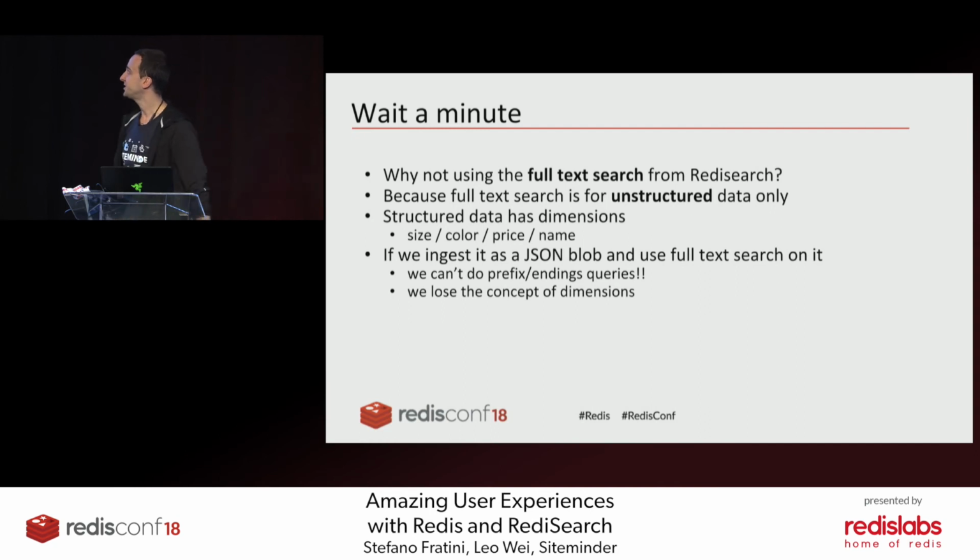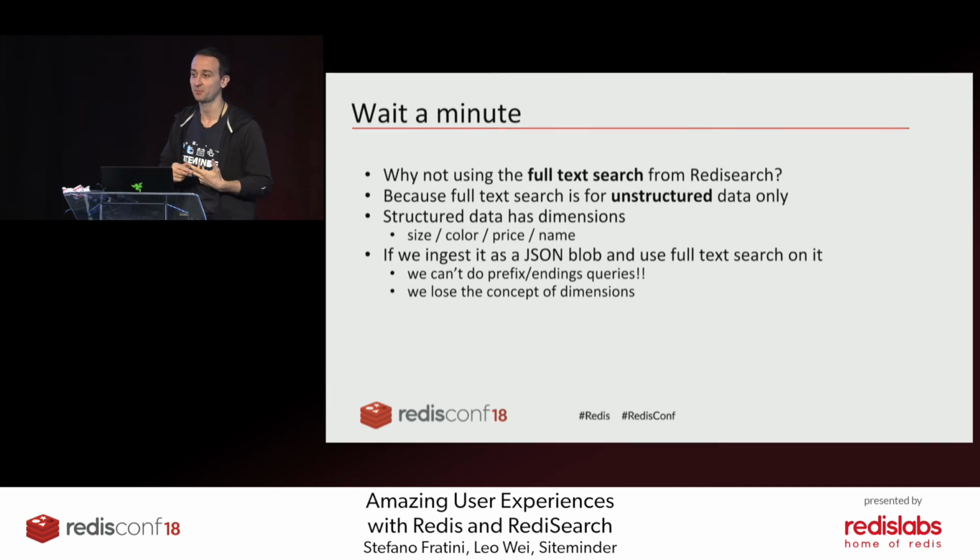Now, one thing is, when we started this exercise, obviously we started playing with RediSearch. We said, cool. One of the ideas we had was, why don't we actually just use the full-text search? Now, full-text search is really good for unstructured data, as I was covering before, and structured data has got dimensions, so that's not great. But for a moment, I actually thought that we could ingest all the entities as JSON blobs, and do a full-text search on them. Now, we definitely can do that.